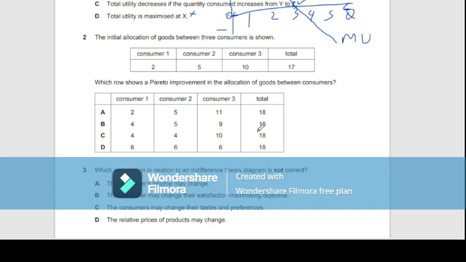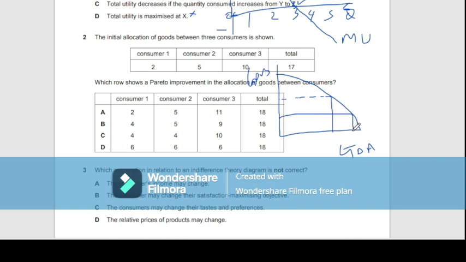The initial allocation of goods between 3 consumers is shown. So consumer 1, 2 units, consumer 2, 5, consumer 3, 10, then the total is 17. Which row shows the Pareto improvement, the allocation of resources? Again, we have to draw the graph for Pareto. Now, clearly, we have our people. So this is good A, for instance, and this is good B. Now, for us to be Pareto efficient, we must be operating along the PPC curve.